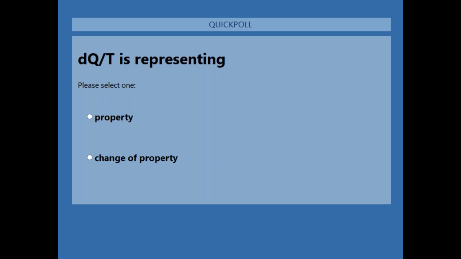Integral of del Q by T is representing what? Whether it is representing property or change in property. So you need to be quick in responding to the questions, because your responses would be documented.